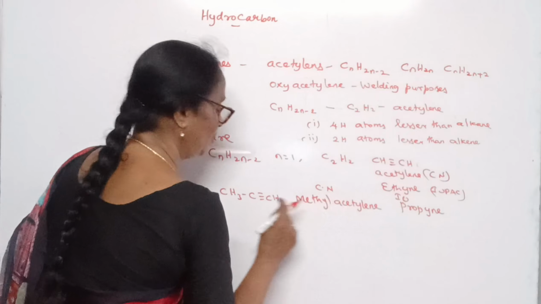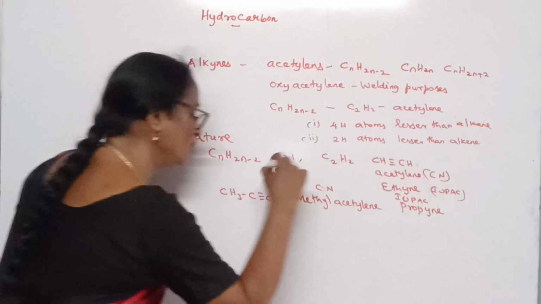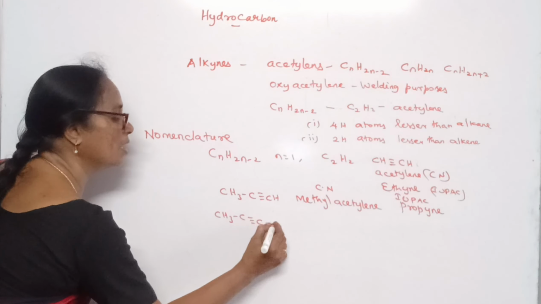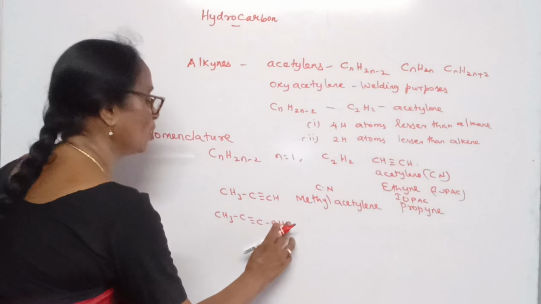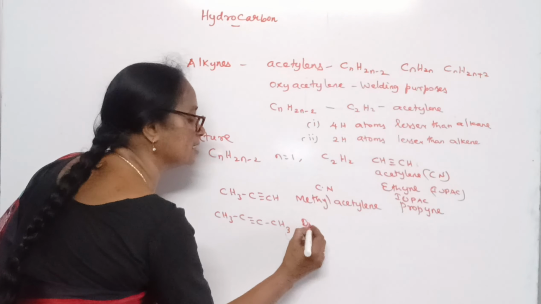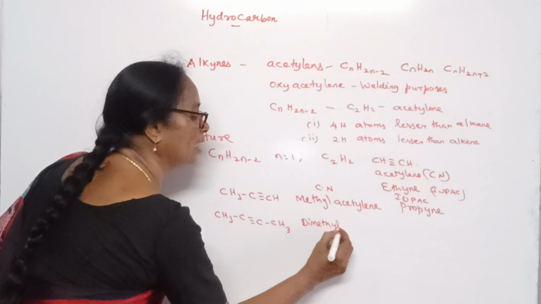We can write the other molecule similarly. Let us replace the other hydrogen by one more methyl group. So let us take CH3, C triple bond C, CH3. So here we have 2 methyl groups. So the common name is dimethyl acetylene.